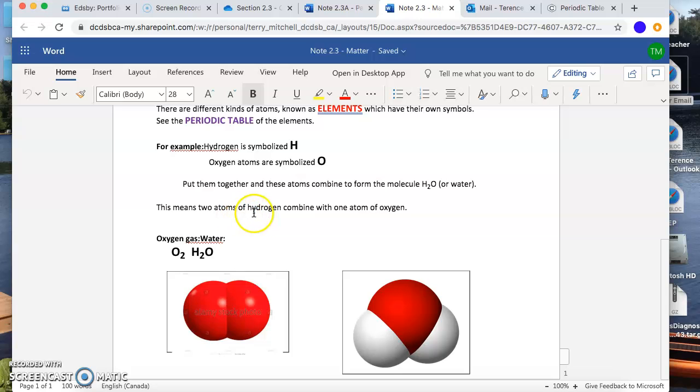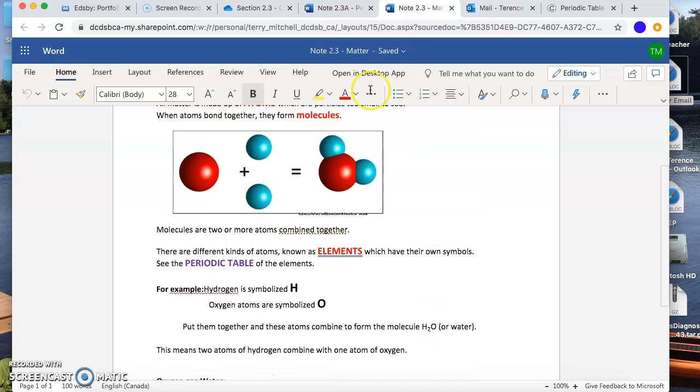So when we take 2 atoms of hydrogen and combine them together, as I mentioned, 2 oxygens together is an oxygen molecule. An oxygen and 2 hydrogens bonded together is a water molecule. And so that's the difference between elements in atom form and molecules.